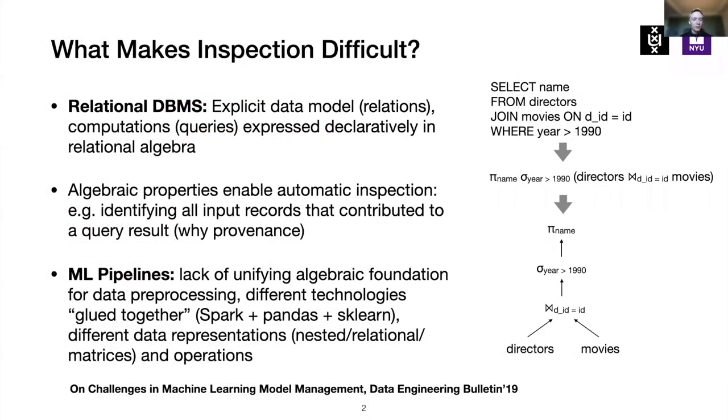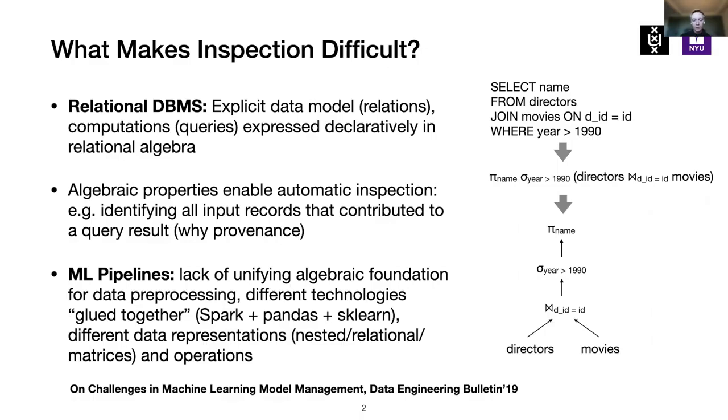Now onto some technical details. Why is building these sort of inspections for machine learning pipelines hard? For relational databases, we have the relational algebra, and we define lots of things like query optimization on top of it. We also already know exactly how to compute different types of provenance, for example, why-provenance.